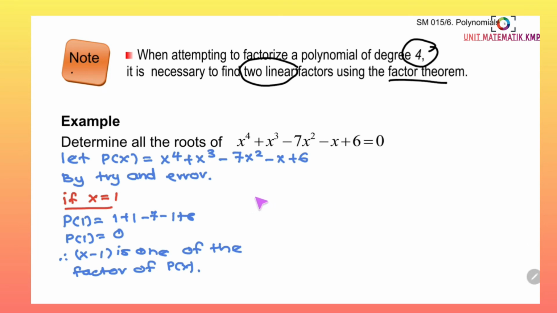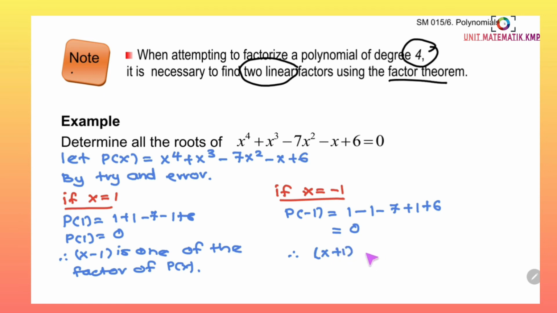Let's say if x is equal to negative 1. So substitute x with negative 1 into the given polynomial. We have here 1 minus 1 minus 7 plus 1 plus 6, is it right? 6, 7, 8, minus 8 is 0. So we can make a conclusion. Therefore x plus 1 is also a factor of the polynomial.